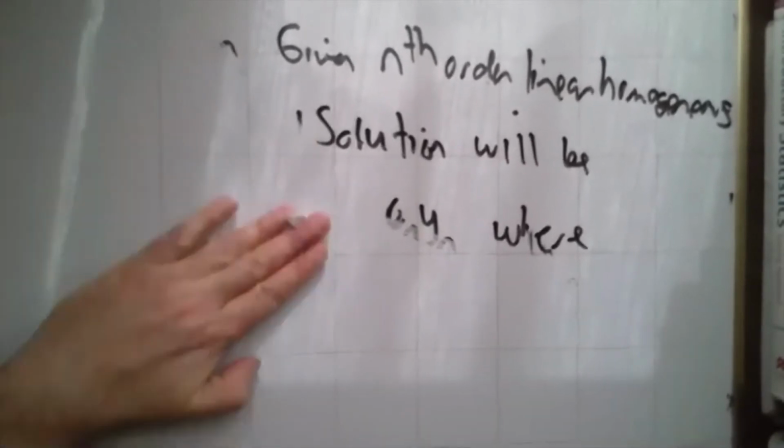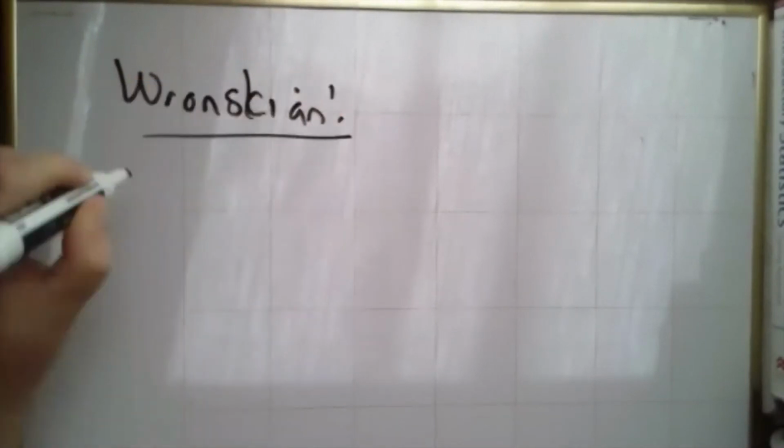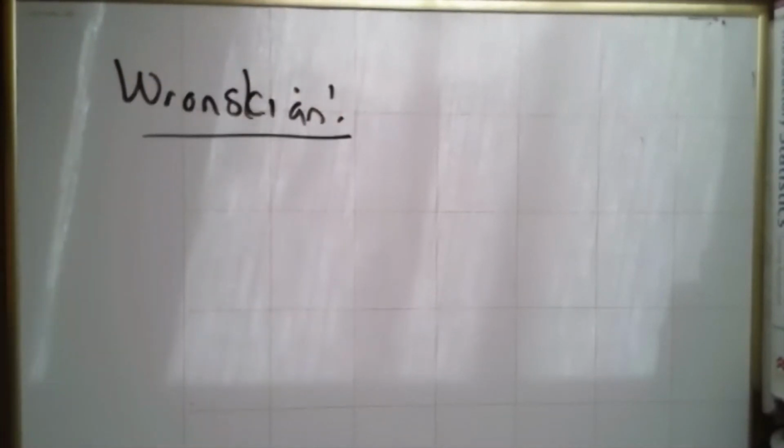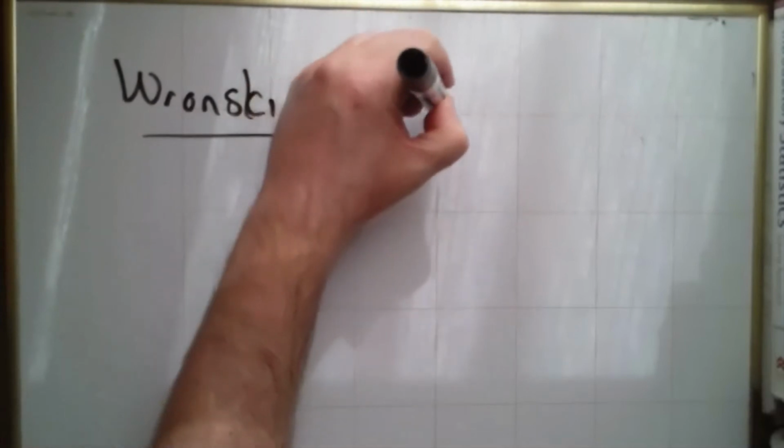Okay, now how do we check for linear independence? Because using the definition is an incredibly difficult way to check. I mean, that's the definition of being linearly independent, but that's not the way you check. We use what's called the Wronskian. This checks for independence.